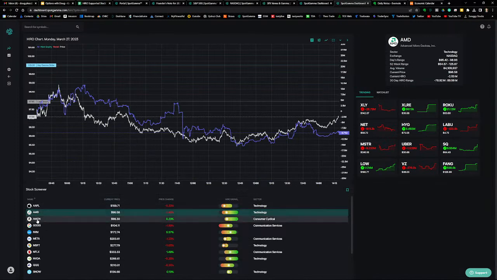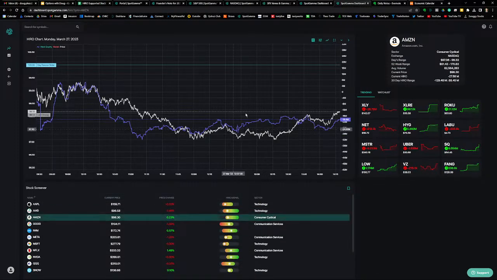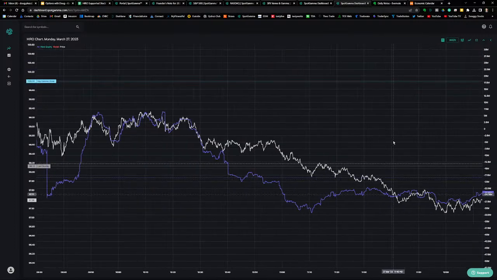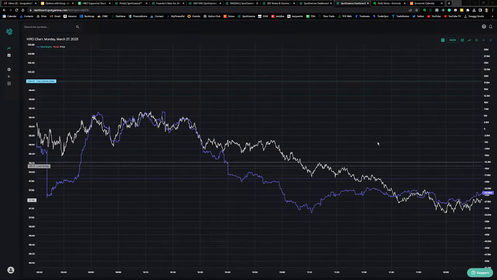We can take a look at Amazon. And a stronger confirmation, definitely setting up a short around 11 a.m. Notice, let's zoom in on this. HIRO falling, price remains level, then starts to drop. Well, it looks like about 20 minutes later.